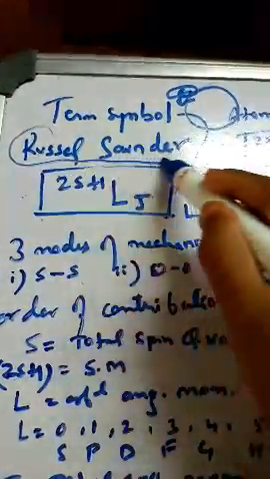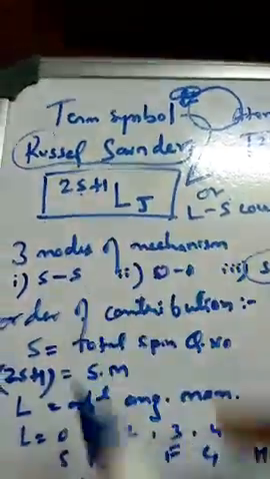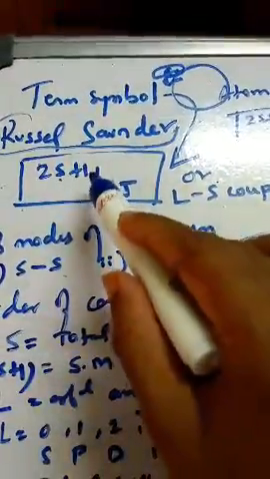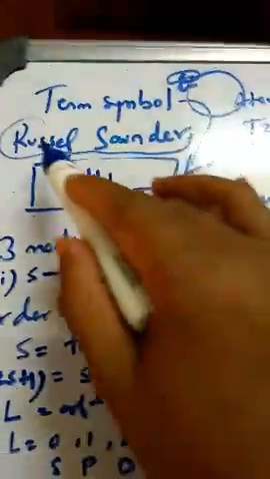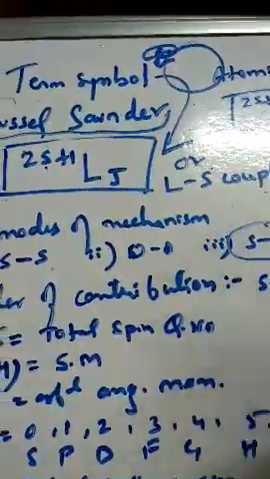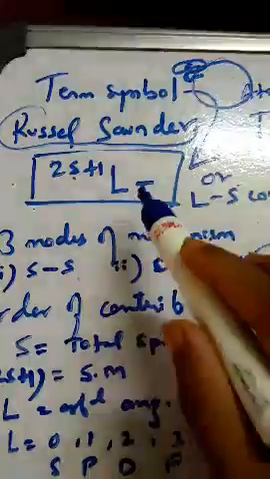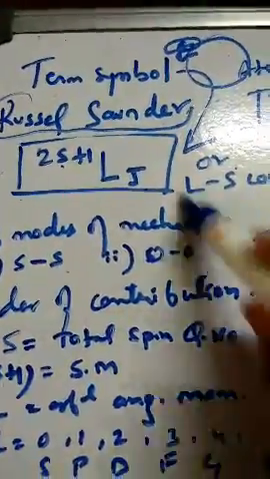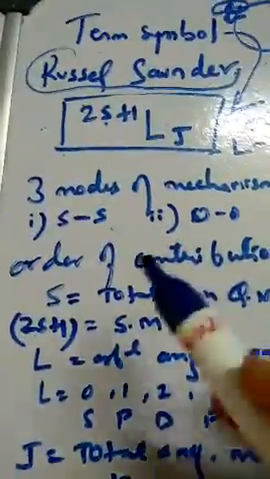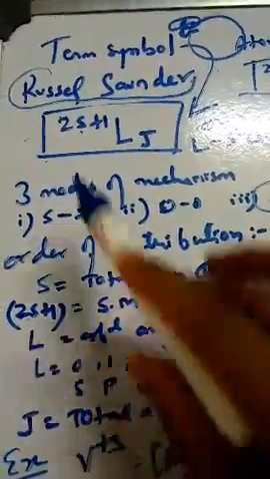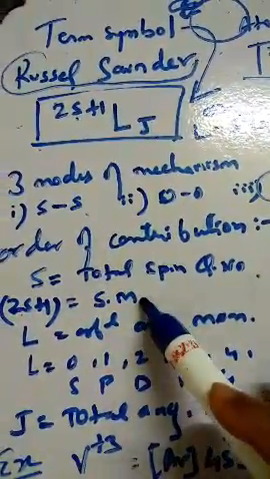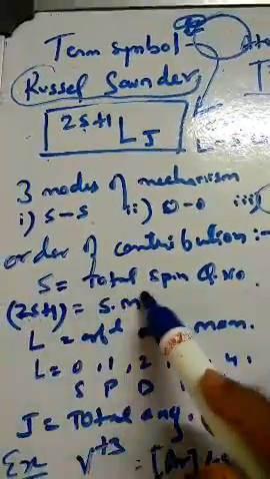The formula is 2S+1 L J. It is also called LS coupling or Russell-Saunders coupling, both. So what does this mean? S is the total spin quantum number, and 2S+1 is the spin multiplicity. The whole term is called the spin multiplicity.